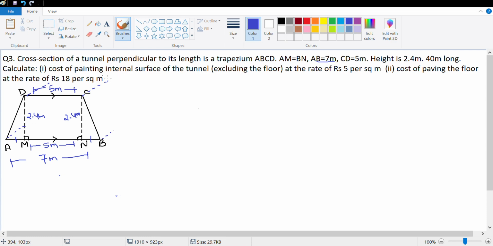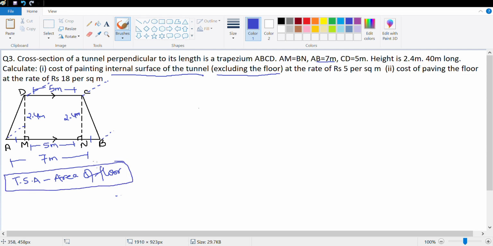Calculate the cost of painting the internal surface of the tunnel, excluding the floor, which means we are looking at total surface area minus area of floor. That's what we need to calculate, at the rate of something. So first let's figure out the area, and once we figure out the area, we should be able to calculate the cost.